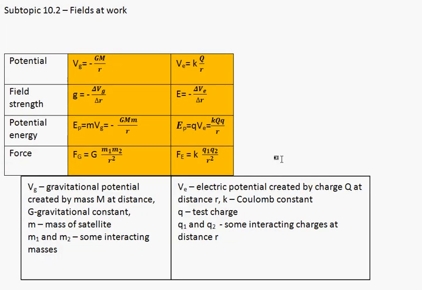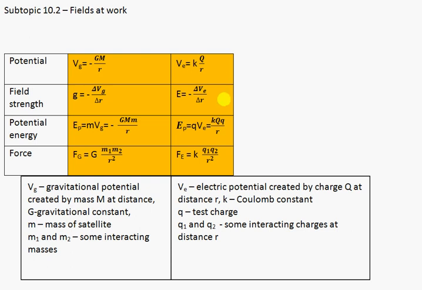Fields at work. Here we have an analogy between gravitational forces and fields and electrical forces and fields. Potential for a gravitational field is energy per kilogram, field strength is force per kilogram. Potential energy of mass m and force between masses m1 and m2 is given by this formula. For electrical field, potential at distance r from point charge Q is given by this formula, where k is the Coulomb constant.